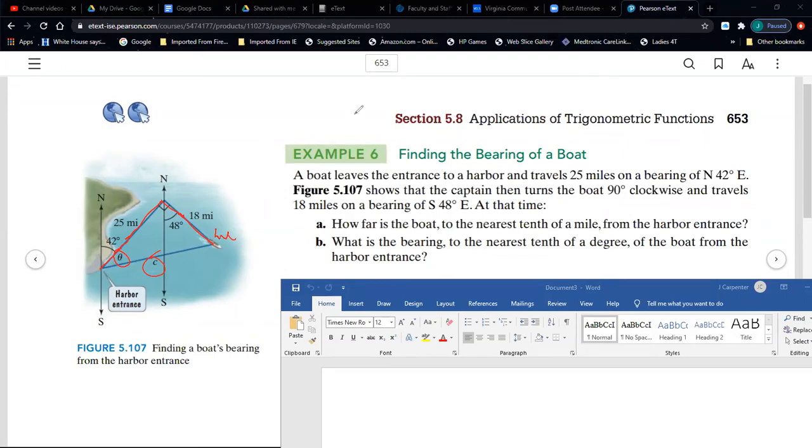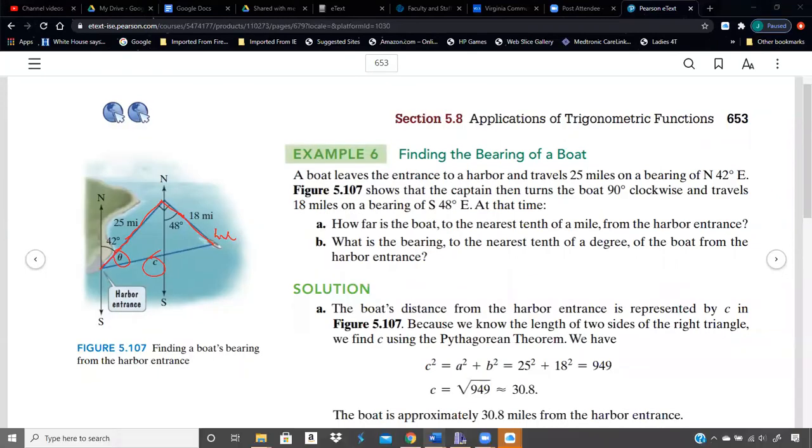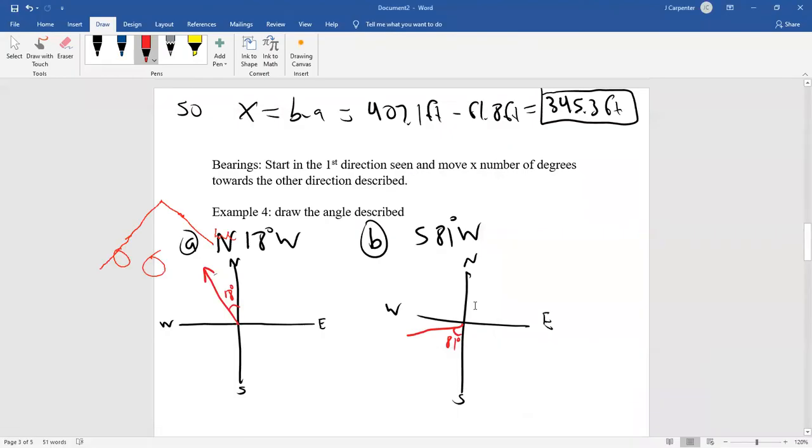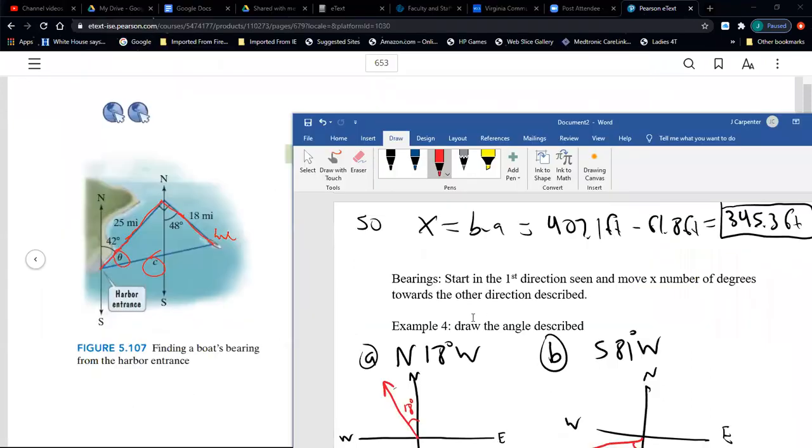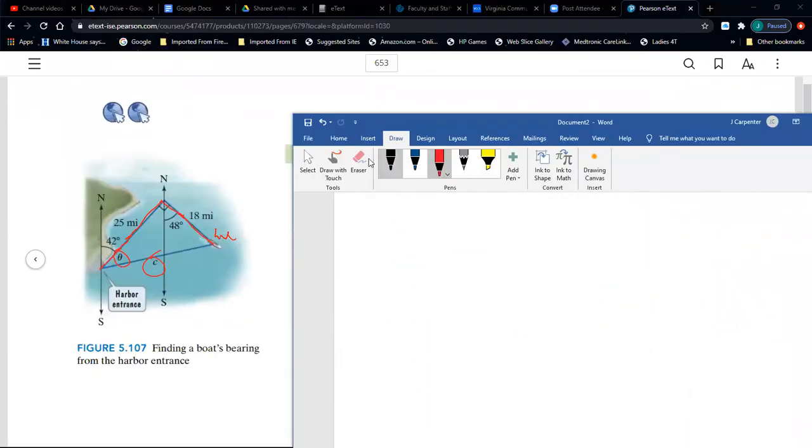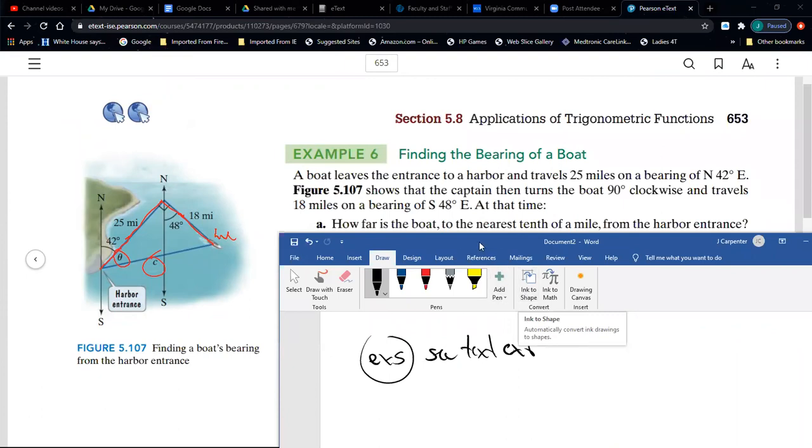Let's see, I'm going to do this. Sorry about that extra little scribble there. It's going to be there for a few minutes. So we said example 6. Let me just see the text. How far is the boat to the nearest tenth of a mile?